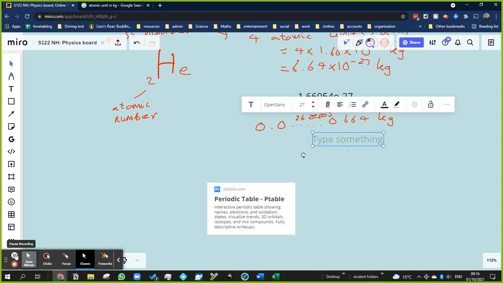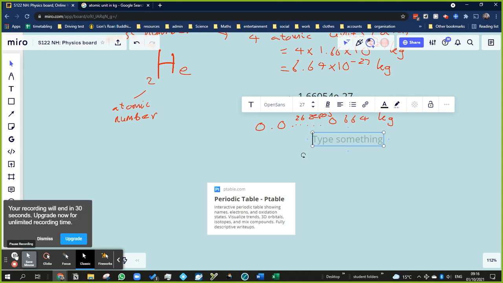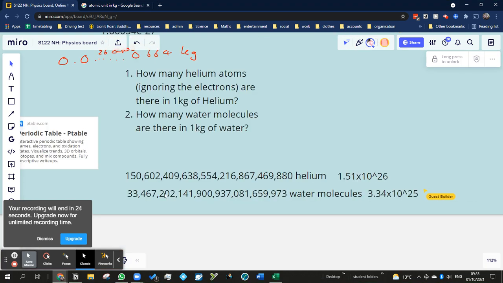I'll give you 2 tasks. How many helium atoms, ignoring the electrons, are in 1 kilogram of helium? And then how many water molecules are in 1 kilogram of water? Without demonstrating the working out, it has 1.51 times 10 to the 26 helium atoms, and the water molecules are represented by 3.34 times 10 to the power of 25 water molecules. So see if you can work that out for yourselves. I'll stop there.